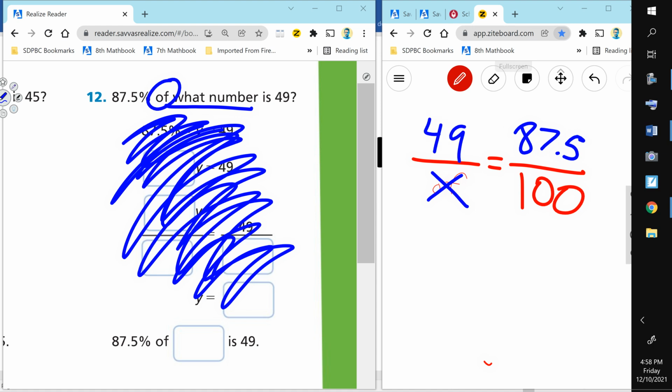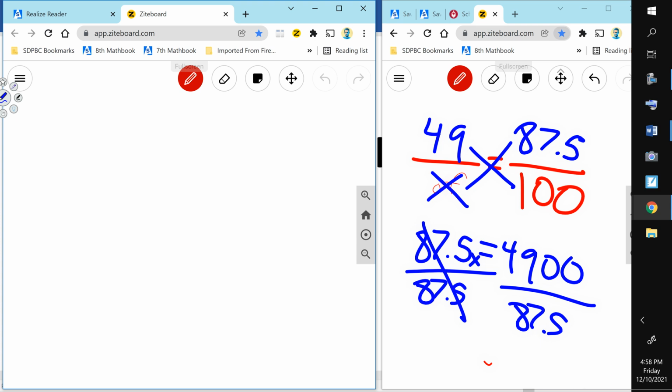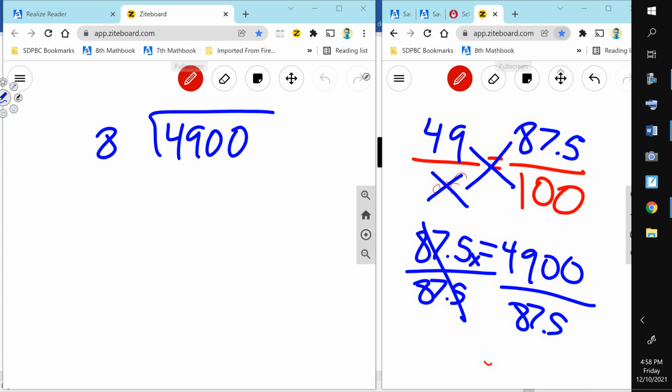Class, this is going to be a little bit complicated, okay? Not because we cross multiply. That's not going to be the hard part. And it's not because you do 49 times 100. That's not going to be hard. The challenge is going to be, don't forget the x, Heath. When we divide both sides by 87.5, that's going to be a little bit of a challenge. So we're going to have to take 4,900 divided by 87.5.